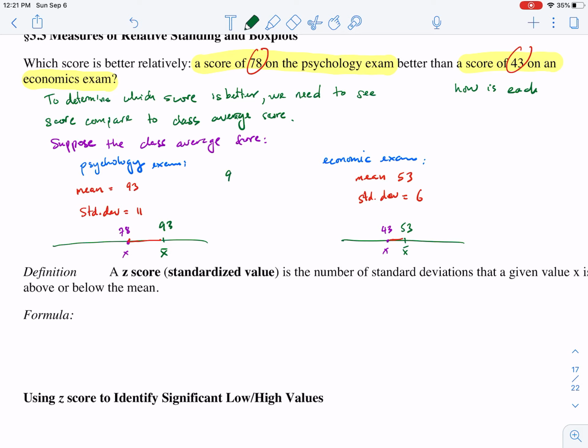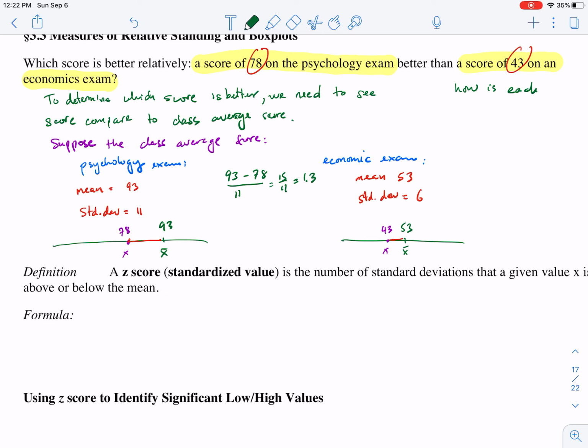So what we can do is compute roughly. Let's take this distance, 93 minus 78, and then divide that by the standard deviation. See how far, on average, the 78 score is below the mean. So 93 minus 78, we got 15, and 15 divided by 11, so 1.3.